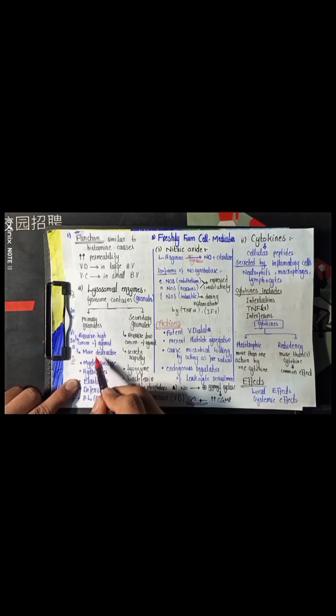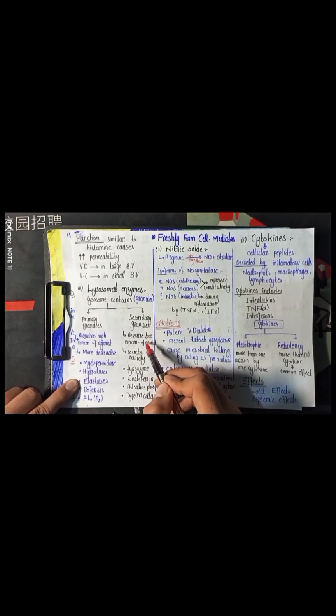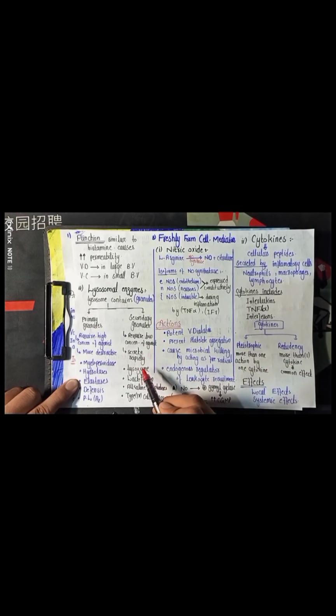And these enzymes include myeloperoxidase enzyme, hydrolases, elastases, defensin, and the phospholipase A2. And the secondary granules require low concentration of the stimulus or the agonist, and they secrete very rapidly. And the secondary granules release enzymes like lysozymes, lactoferrin, alkaline phosphatases, and the type 4 collagenases.